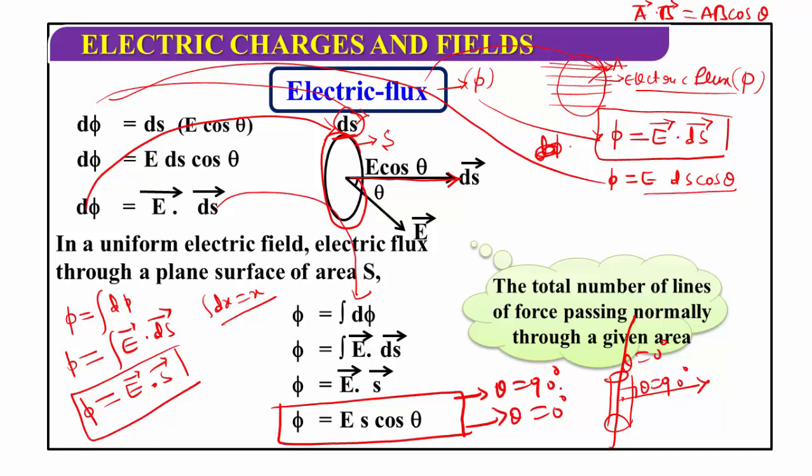Electric flux is a scalar quantity, and the SI unit of electric flux is volt meter, or Newton meter square per coulomb. And the dimension formula for electric flux, which you have already studied in your first PUC syllabus, is M1 L3 T-3 A-1.